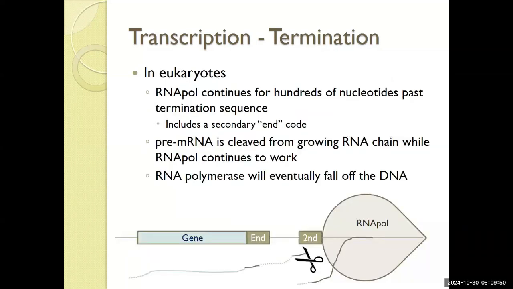In eukaryotes, the RNA polymerase will continue for hundreds of nucleotides past the termination sequence until it reaches a secondary encode. In eukaryotes, it needs to have confirmation before the pre-mRNA is cleaved from the growing RNA chain. I call it a pre-messenger RNA because it's not yet ready to be translated or fold up and act as a ribosomal or transfer RNA. It needs to have some modification.